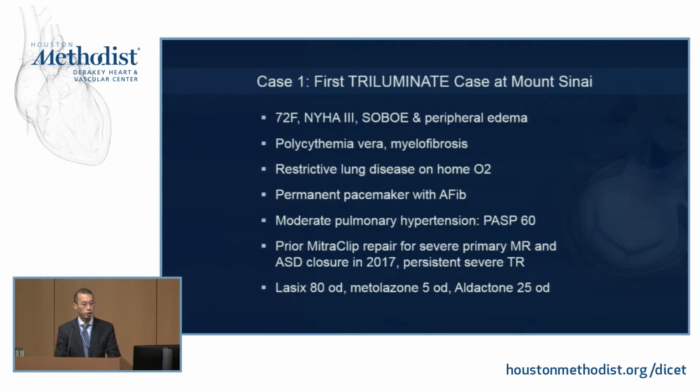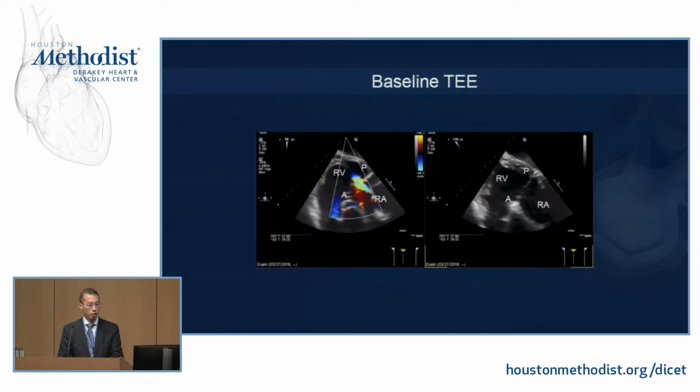So this is our first case treated at Mount Sinai, a 72-year-old female with quite a few comorbidities: myelofibrosis, polycythemia, restrictive lung disease, and home O2. She had a permanent pacemaker, AFib, and also moderate pulmonary hypertension. We clipped her over a year ago for her primary MR, and we closed her ASD because she acutely desaturated after we finished the case. Of course, despite fixing the MR, her TR persisted. You can see she's on quite a significant amount of diuretics and medical therapy already.